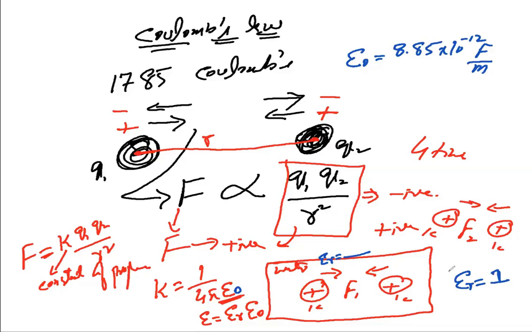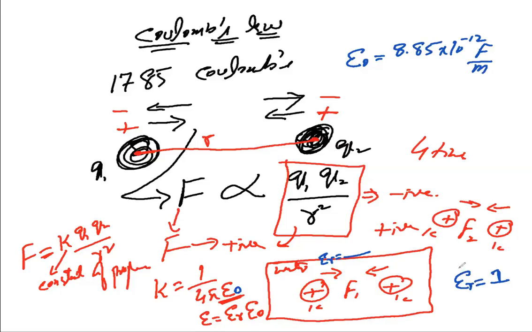So what is the value of epsilon? Your epsilon value will be equal to the relative permittivity, which is given to you if water is included in the question, times this. So you need to remember this 8.85 times 10 to the power minus 12. But in vacuum, this is equal to epsilon naught, because the relative permittivity of vacuum is equal to 1.